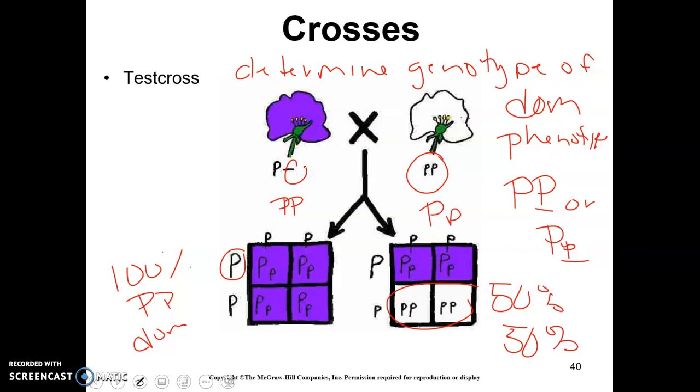And this is a test cross. You have a dominant phenotype in front of you, and you need to figure out, are they homozygous dominant or heterozygous? You're going to perform a test cross by mating them with a homozygous recessive organism.